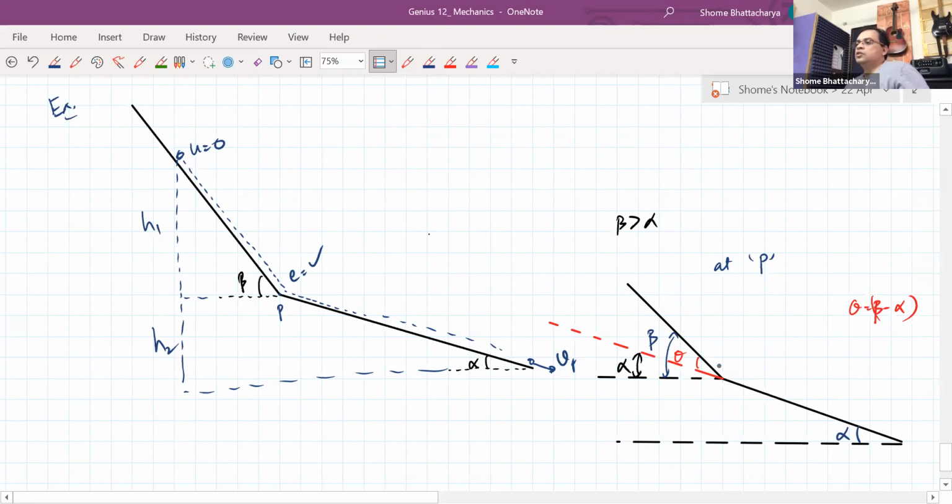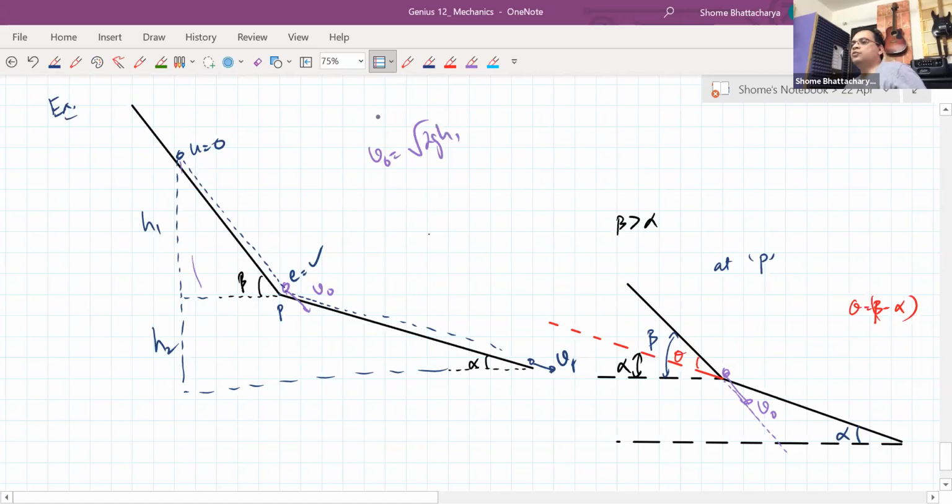So when the particle comes here for the first time, when it impacts at the corner point P, the impact velocity is along this inclined plane. So this is the impact velocity. That impact velocity has fallen from here to here. So when it reaches here, this impact velocity will be root 2 g h1.